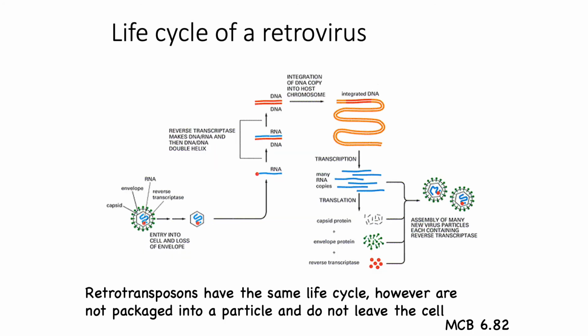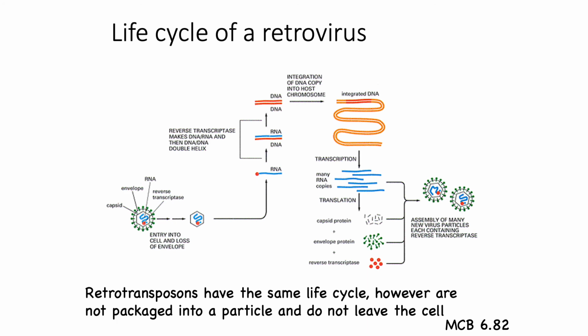Okay, the second type of transposable element that we're going to talk about are called retrotransposons. And they have a similar life cycle to a retrovirus. We've probably all heard of retroviruses. The AIDS virus is a retrovirus, a fairly complicated one, but it has the same life cycle. But this is the life cycle of a retrovirus.